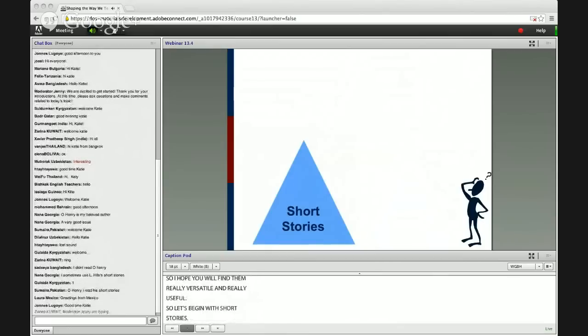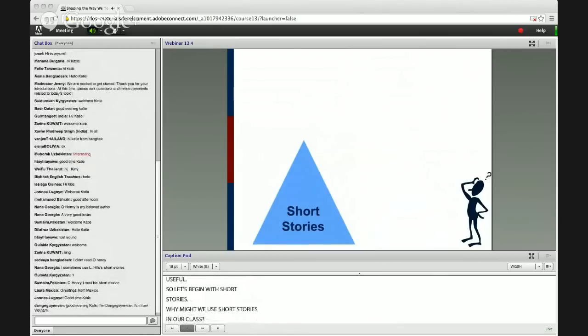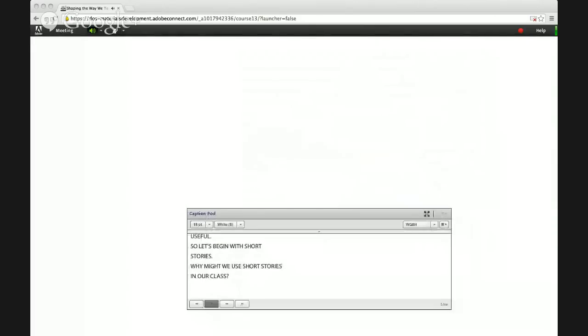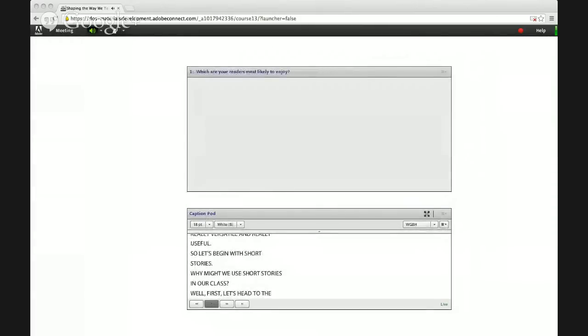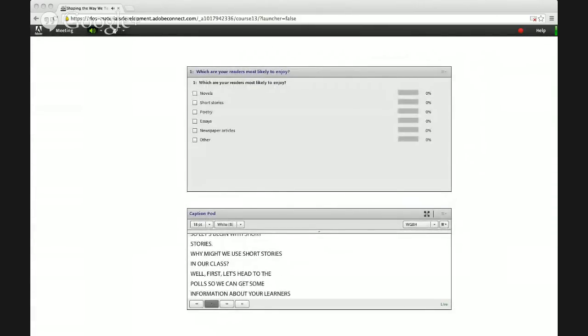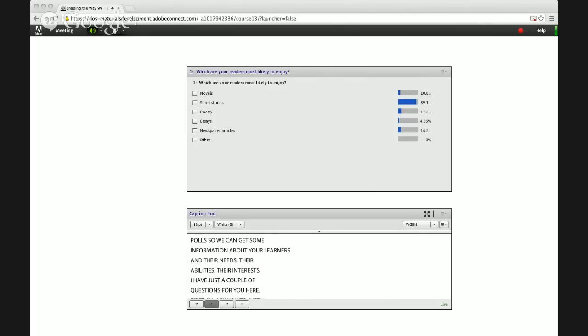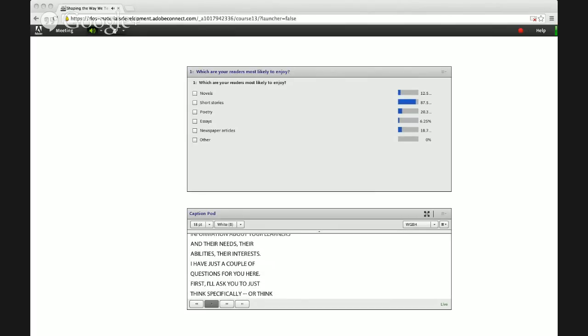Well, first let's head to the polls so that we can get some information about your learners and their needs, their abilities, their interests. I have just a couple of questions for you here. First, I'll ask you to think generally at first, and later I'll ask you specifically about O. Henry's short stories. So as we answer these questions, just think in general terms.